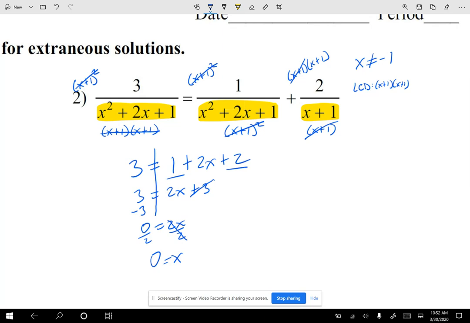I double check on my list of the numbers that I could not accept, just to make sure 0 is not there. So x equals 0 is a good answer. Whenever you guys type it, I'm just expecting the number 0.